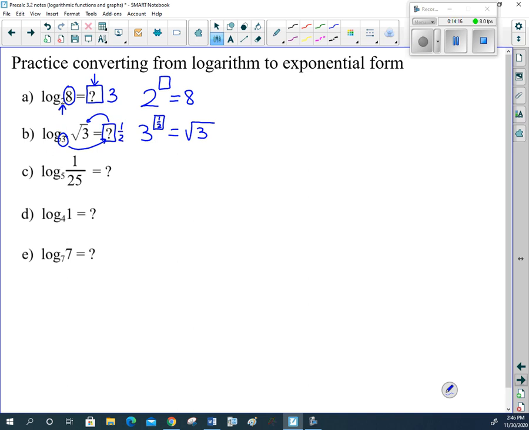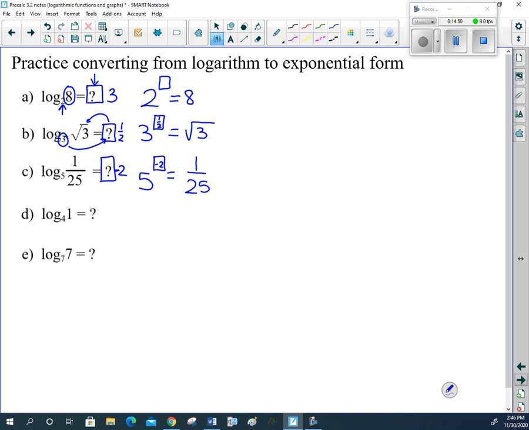Okay, question number, or letter C. I want to know 5 log base 5 of 1/25 equals what? Well, log base 5 is not something I know, but I'm going to do its inverse. I'm going to rewrite it as an exponential. So I'm going to say 5 raised to what power is 1/25. Well, I know 5 squared is 25, so then that must mean that 5 to the -2 power would be 1/25. So the answer is -2.